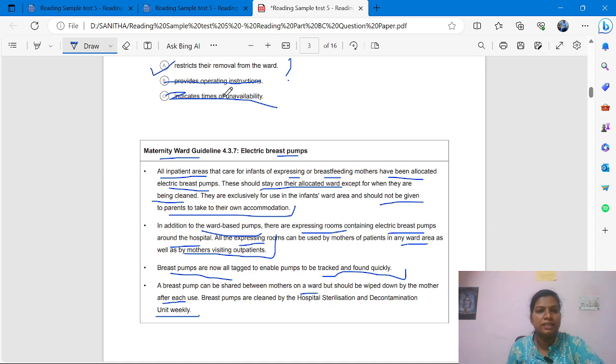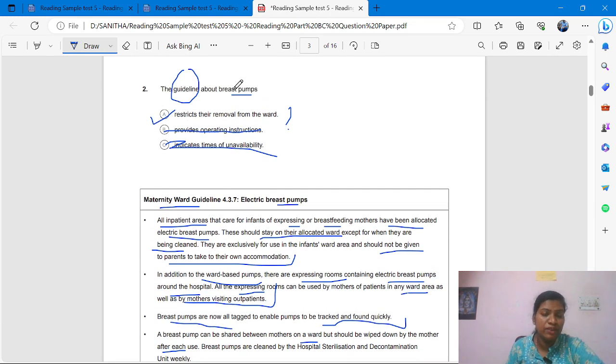Okay, are you getting the answer? If you are not getting the answer, use the elimination technique. Are the options saying anything about the paragraph? So think about that, and practice the elimination technique.